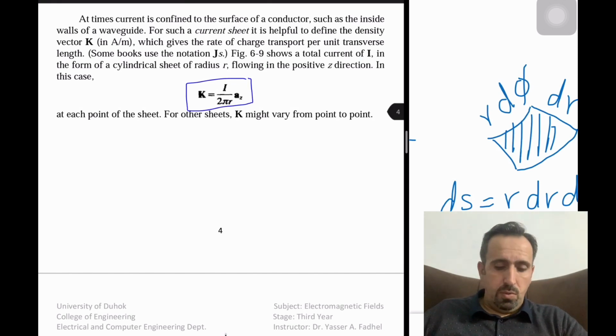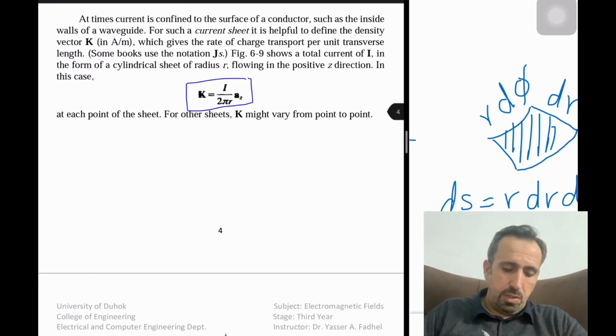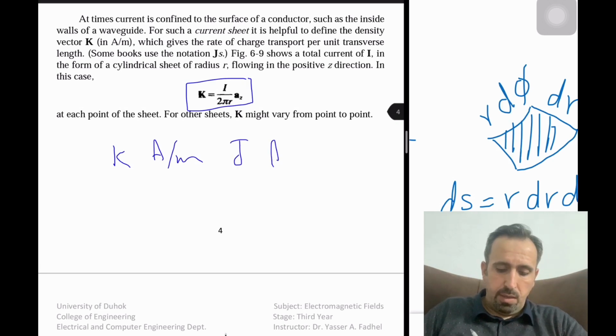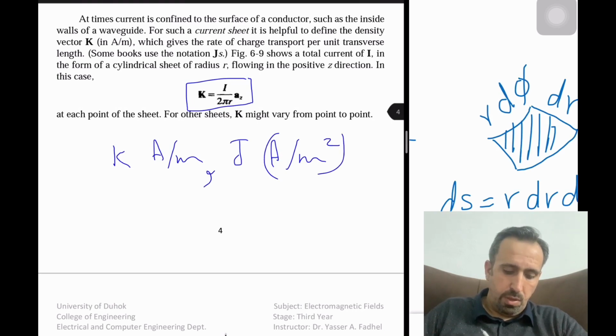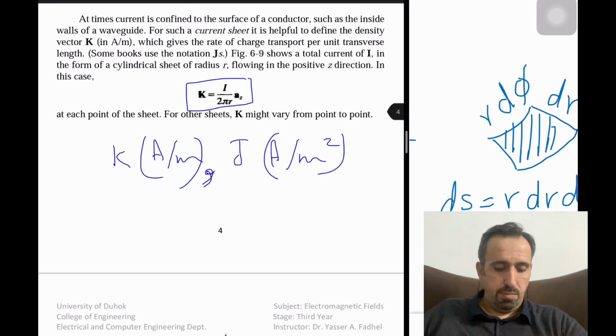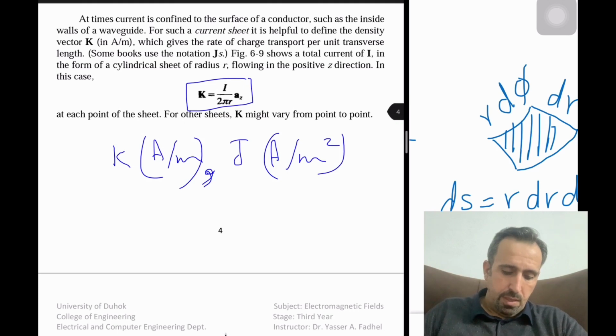It may seem strange why K is used, just for distinguishing between K and J. K is ampere per meter, while J is ampere per meter square. Both of these are densities, but different. This is current sheet density, while this is just current density. I mean, K is current sheet density and J is the traditional current density.